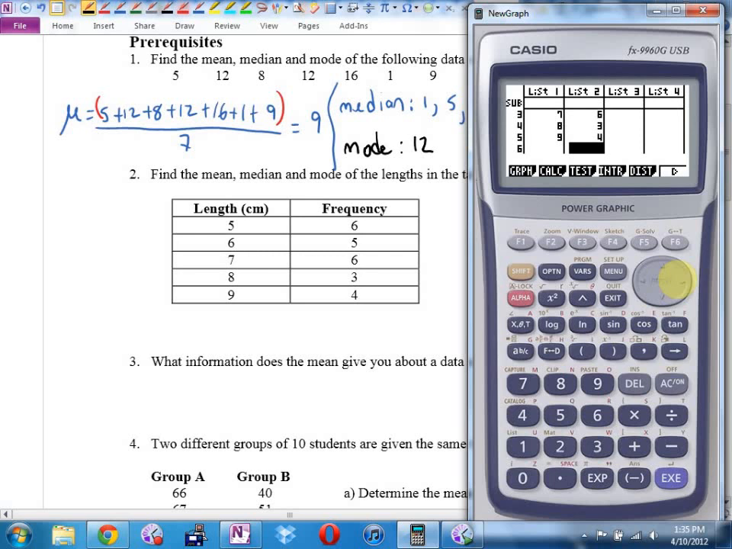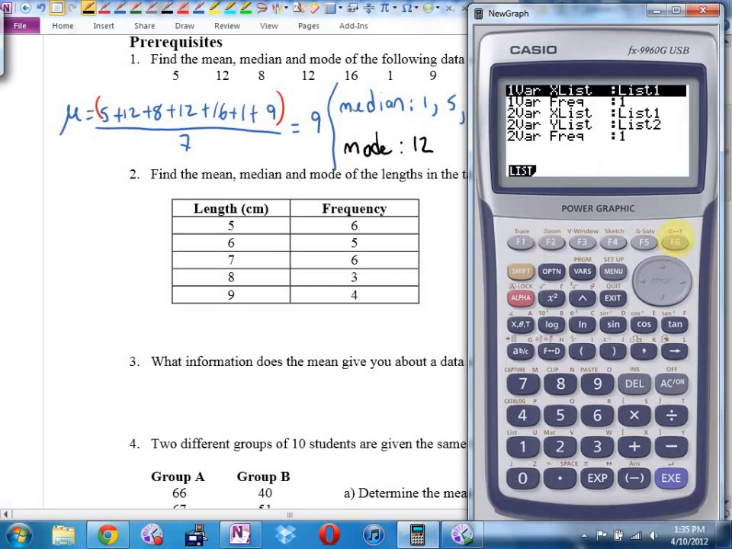Who remembers what we hit now? Okay, calc. You have to set everything up, and that's a good habit to always get into. Double check, set. Mine says the list is in list 1, which it is. But under frequency, mine says there's one of each. No, I have a frequency list.